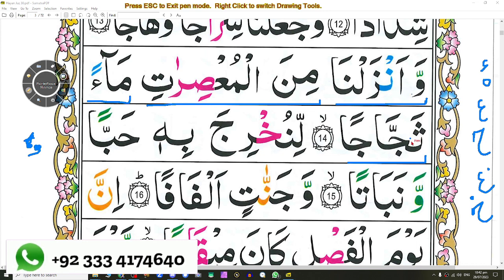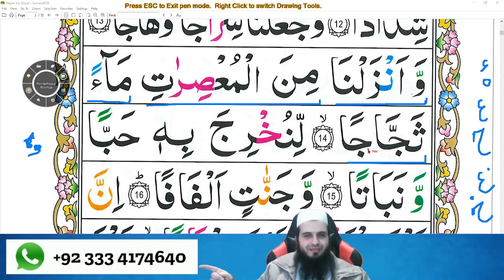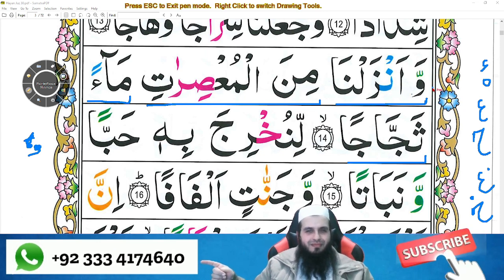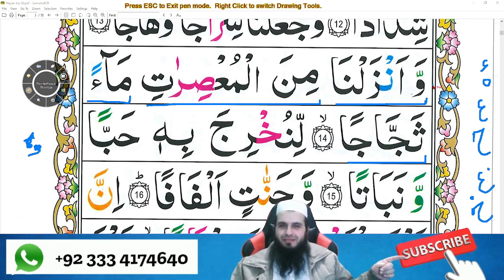Sajjaja. Sa will be softer. Sajjaja. Sajjaja, yeah. Stretch it. Sajjaja. Brilliant. Now try to keep the rules in your mind and try to read this ayah again properly.